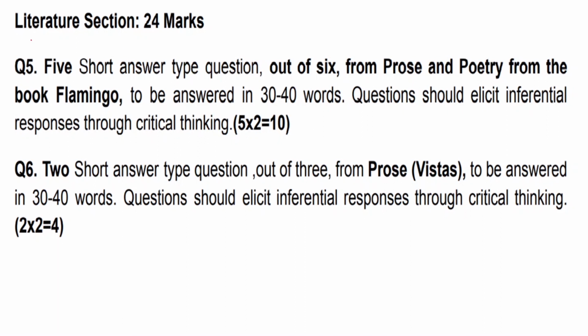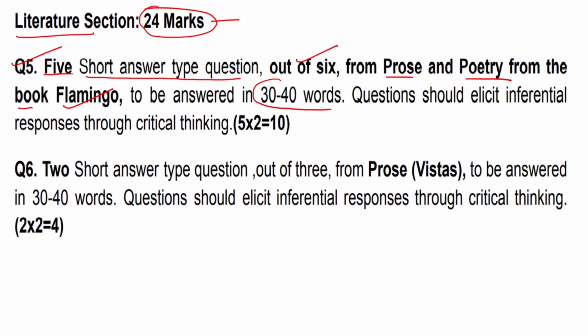Now literature section, 24 marks. This is writing from literature section. Question 5. 5 short answer type questions out of 6, from prose and poetry from the book Flamingo. To be answered in 30 to 40 words, a short paragraph. You have to write a short paragraph.